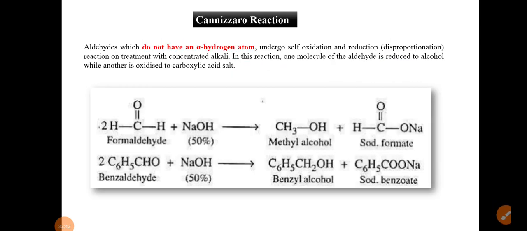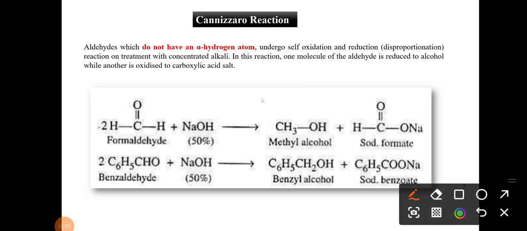Okay. The Cannizzaro reaction, that is also a very important reaction from your aldehyde topics or your carbonyl compounds. Here is an aldehyde which does not have an alpha hydrogen atom. Again, that is very important, right?